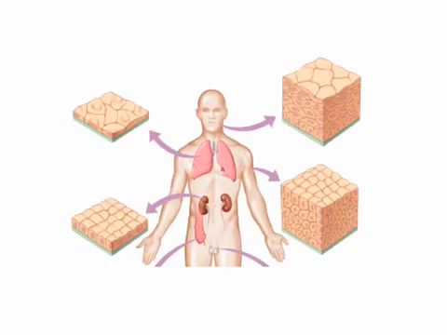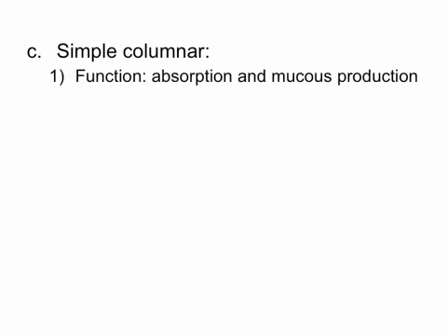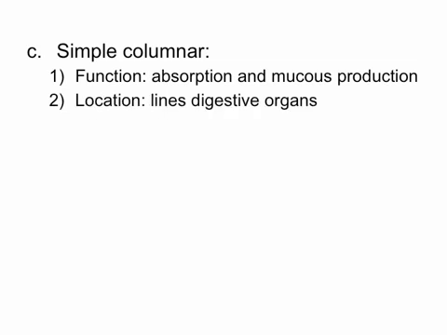Stratified squamous is another type of epithelial tissue. Our naming scheme has changed a little bit now. Stratified means that there's more than one layer of cells, and squamous, of course, still means that the cells are flattened in shape. The function of a stratified squamous epithelium is to protect against friction and drying. It should make sense that if you have multiple layers of cells, you could lose a few of those and still not really damage the tissue. So it protects against friction.